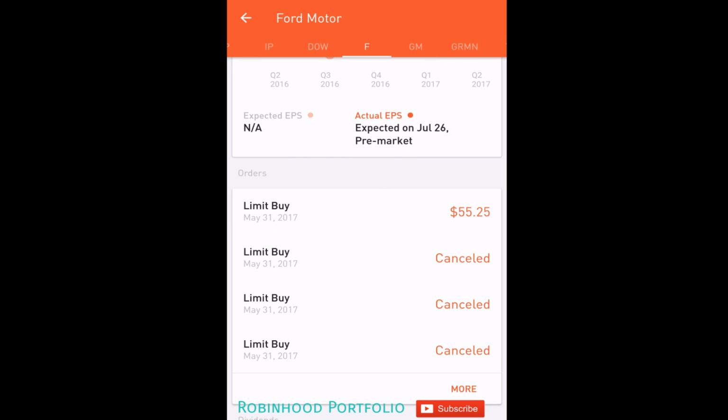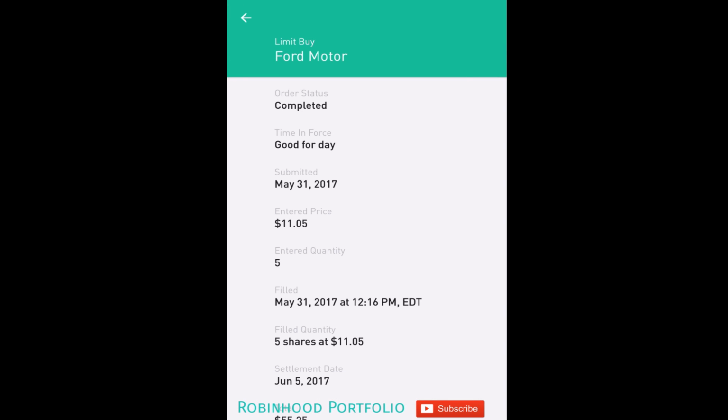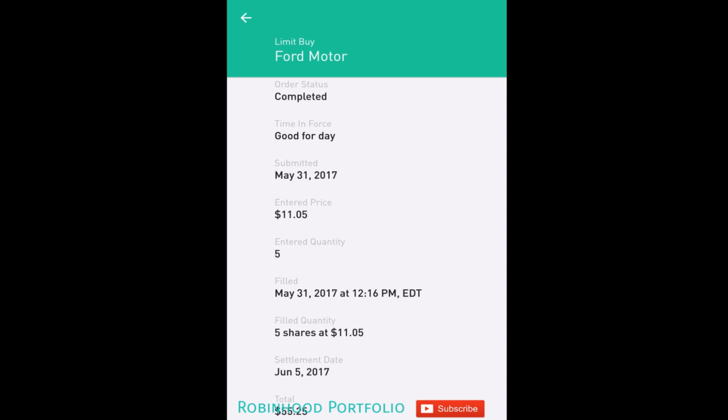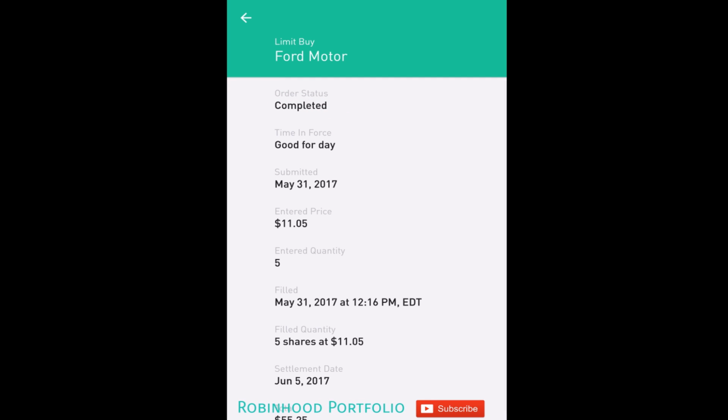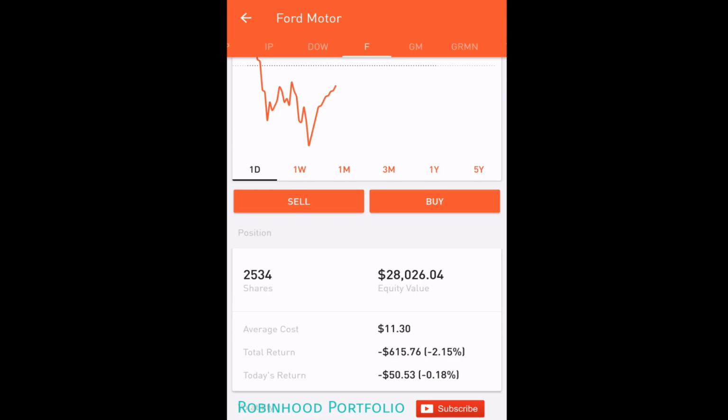You can see limit buy here. Looks like it's been executed. 5 shares at 11.05. I've not been notified of that yet, but that's been completed. You can see at the top there, order status completed, 11.05, 5 quantity. You can see the time there, 12:16 Eastern Standard Time, May 31st, 5 shares, 11.05. So now we have that limit buy in place.